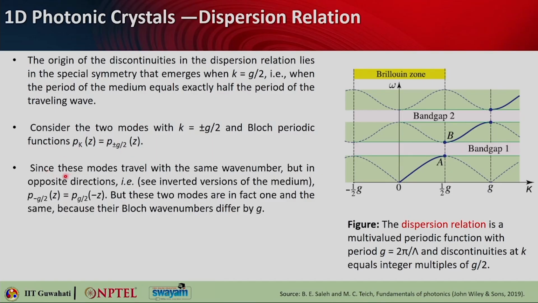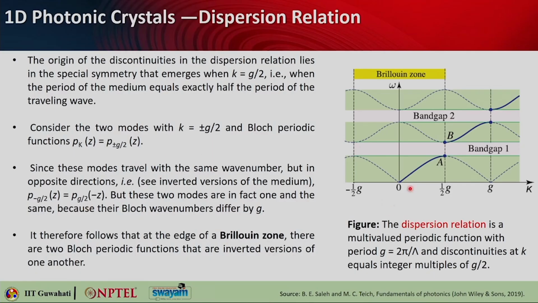So, in these cases, since these modes have the same wave number, because this and this have the same wave number, but they are in opposite directions. Okay. So, you can actually see the inverted versions of the medium, they will propagate in the opposite direction. So, you can write p_{-G/2}(z) equal to p_{G/2}(-z). So, that is how you get the inverted version of the medium here, but these two modes are in fact basically one and the same, just that their Bloch numbers differ by G. Because one is G by 2, another is minus G by 2. So, what is the difference between their Bloch numbers? It is basically G. So, when the modes are separated by an integral multiple of G, they are basically the same modes.